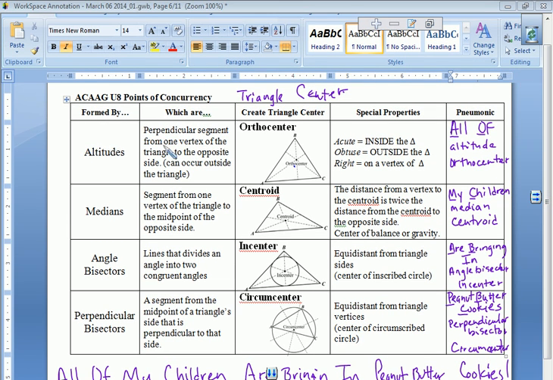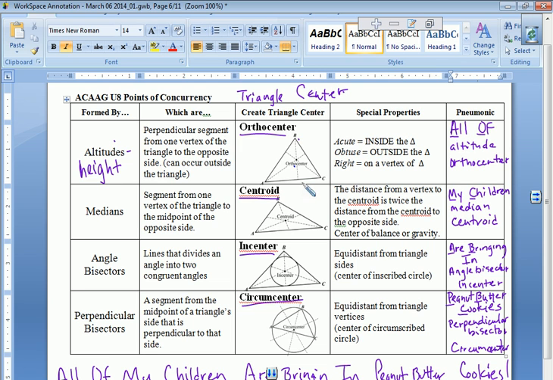Okay, so what are these things? What is the orthocenter, the centroid, the in-center, and the circumcenter? They're centers of triangles that we find different ways. The orthocenter can be found by using the altitudes. What's another name for altitude, guys? Height. Altitude of the triangle is the same as the height. So an altitude is just perpendicular from one vertex to the opposite side.